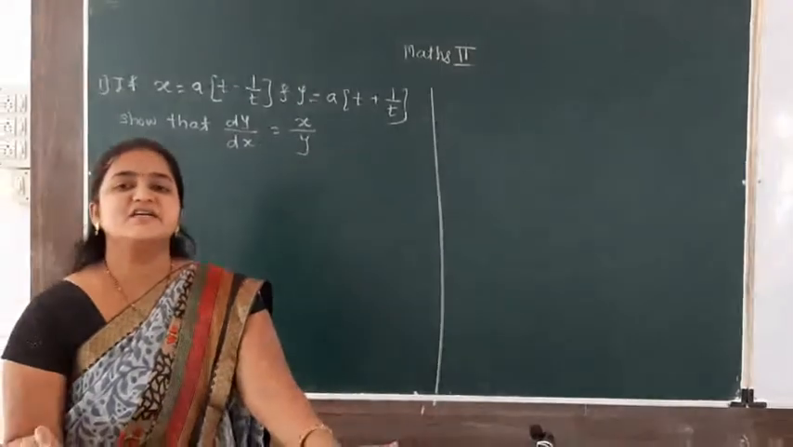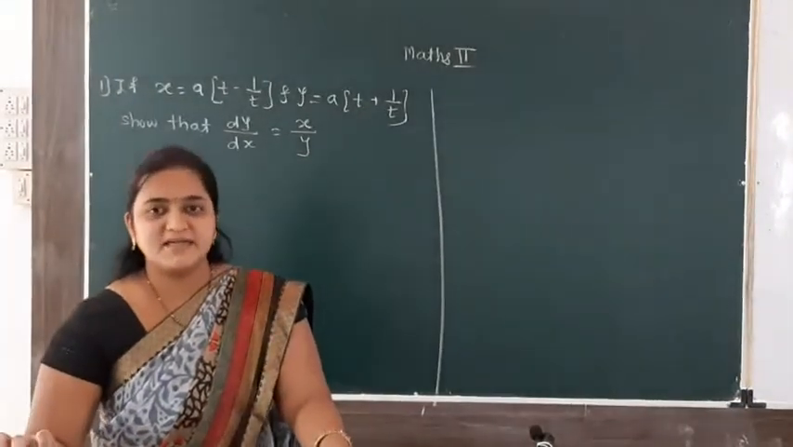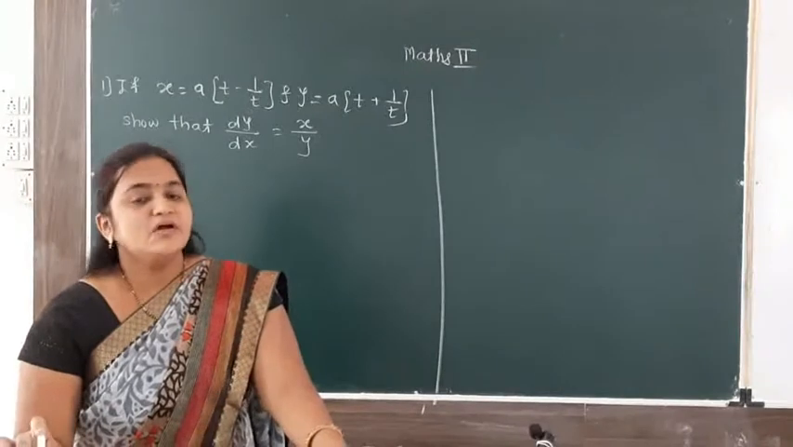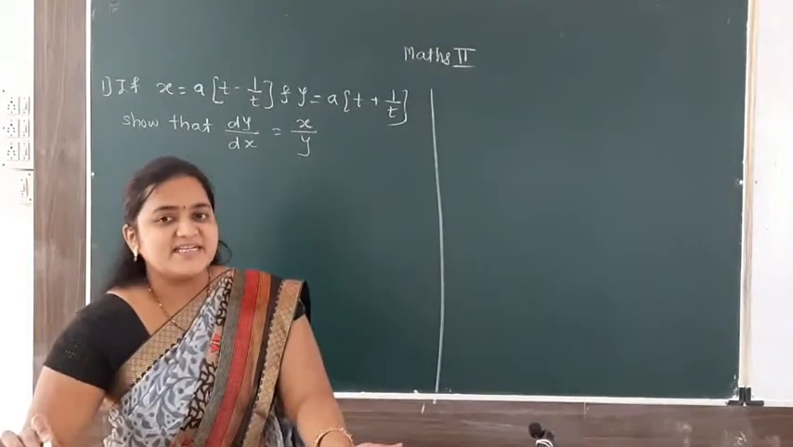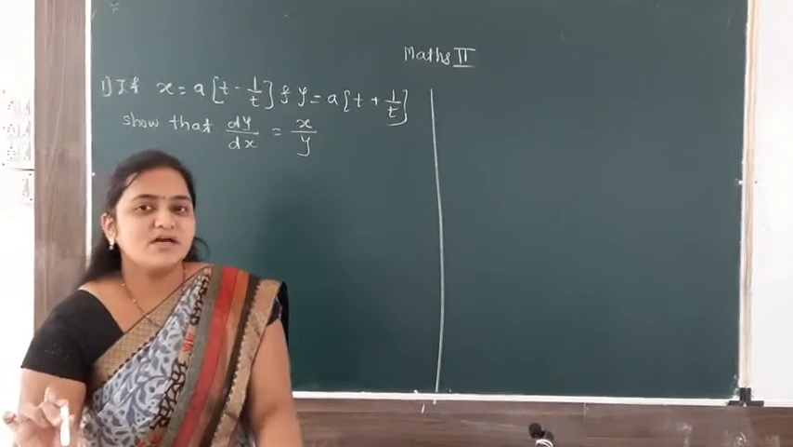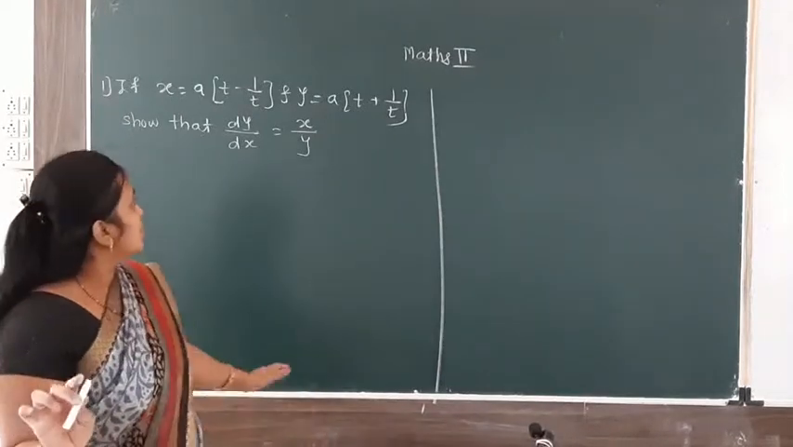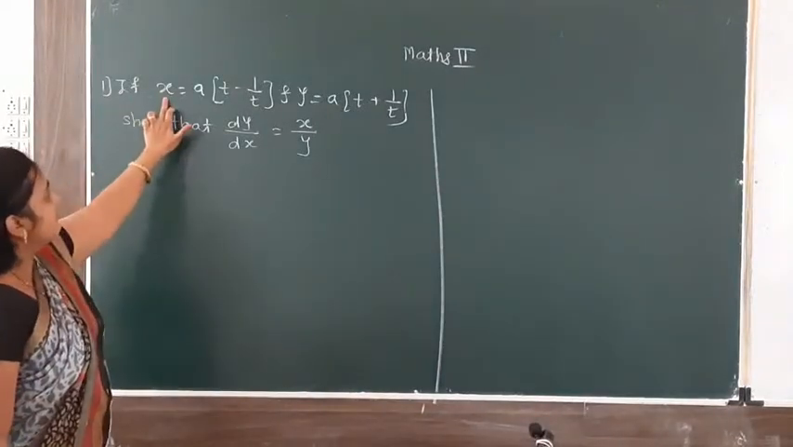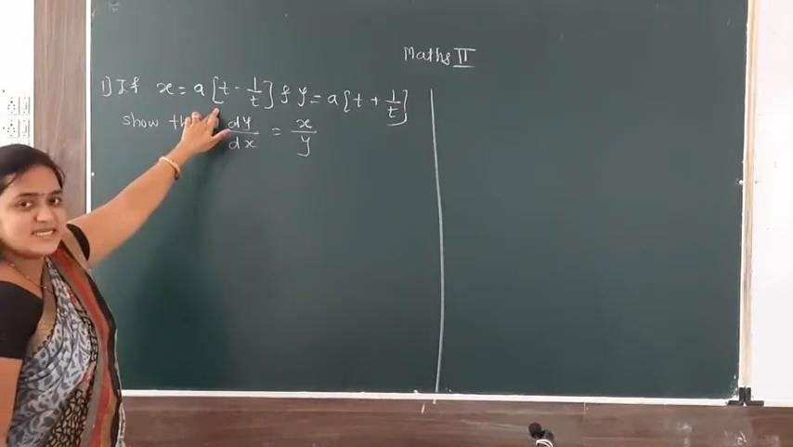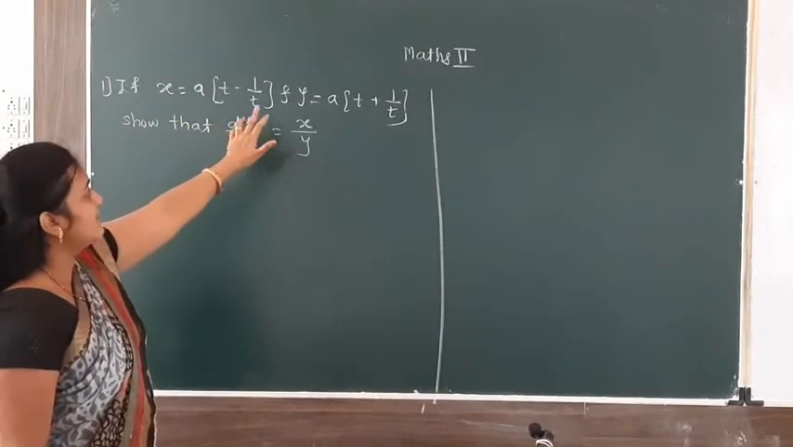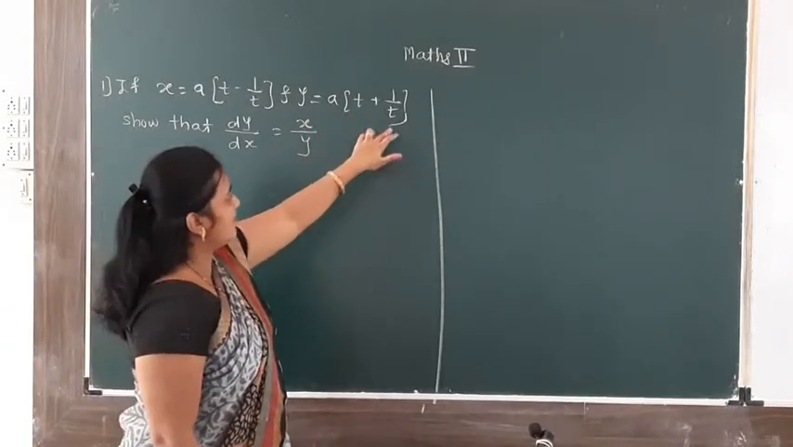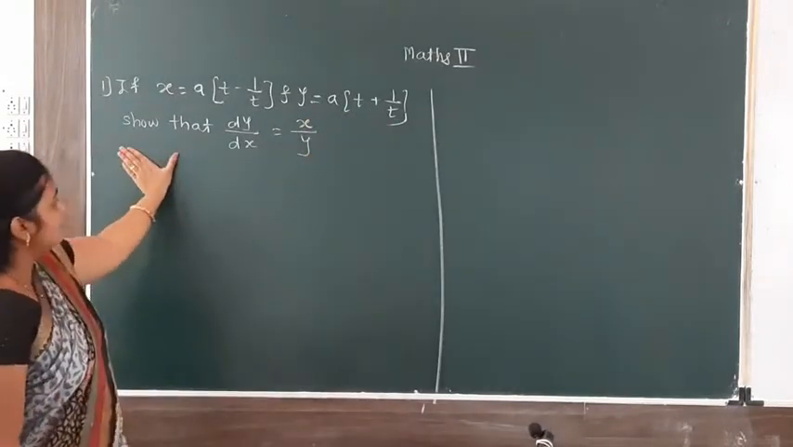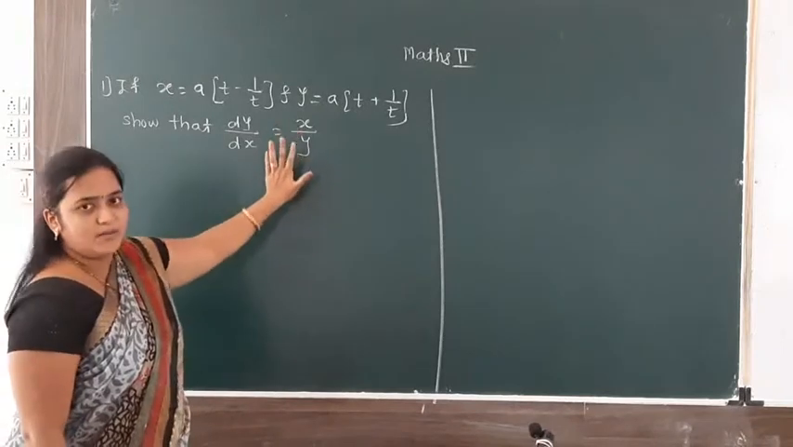Student, in the last lecture we studied the derivative of a parametric function. So in this lecture we start the examples which depend on the parametric function. My first example is, if x is equal to a(t - 1/t) and y is equal to a(t + 1/t), then find dy/dx.